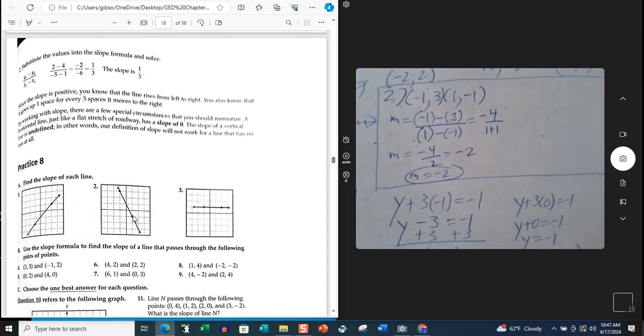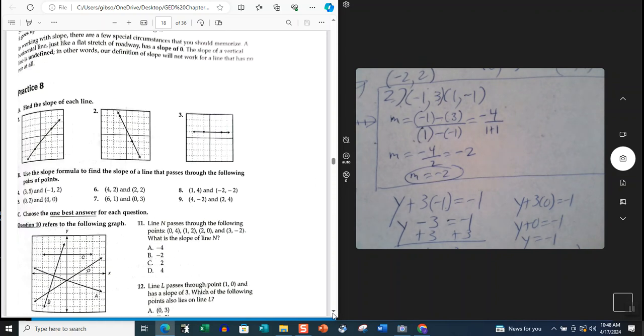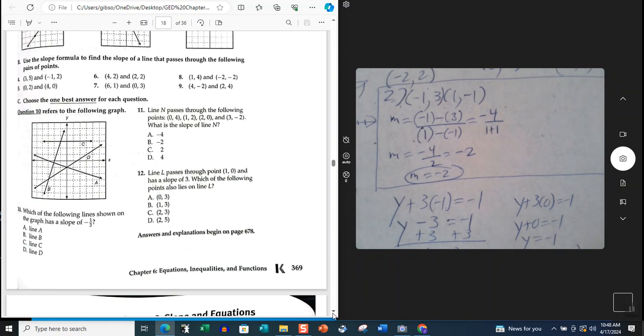So now we have answered problems 1 through 9. Now we have to finish this off. We're going to C. It says choose the one best answer for each question. Now question 10 says refers to the following graph. We see all of these different lines and they're labeled by the letters. Okay, which of the following lines shown on the graph has a slope of negative 1/3?